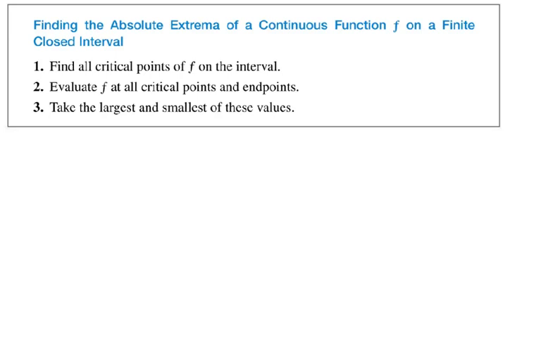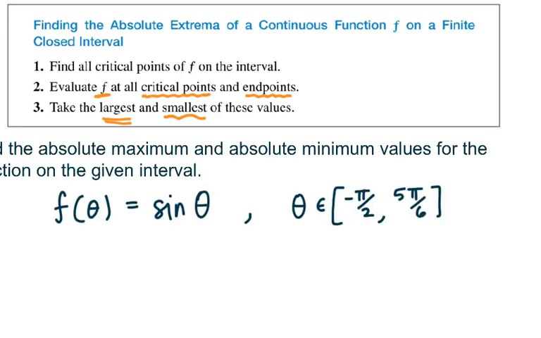We've seen 2 examples now of finding critical points. And then the main thing we have to remember is we are going to evaluate the function, not the derivative. We're going to evaluate the function at both the critical points and the endpoints. The largest will be my absolute max, and the smallest will be my absolute min. So we're going to find the absolute maximum and absolute minimum values for the function on the given interval.